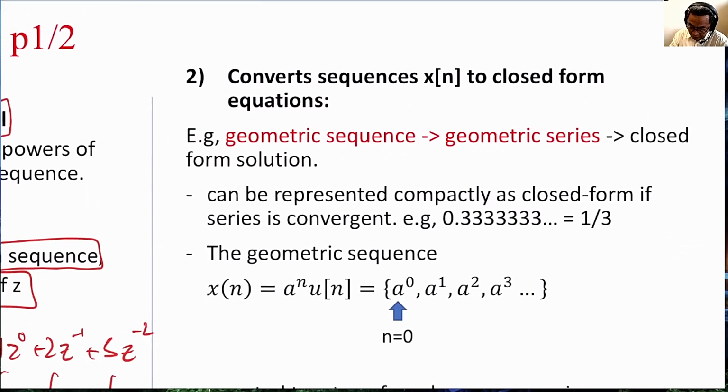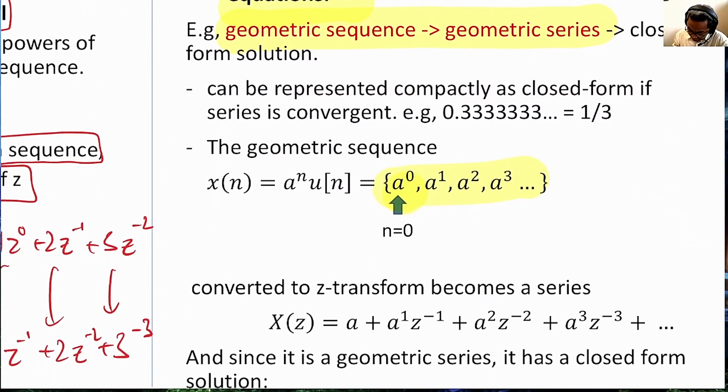Now, then there's the other thing. It converts the sequence into a closed form equation. How? Well, especially for a geometric sequence, we can convert it into a geometric series when we apply the Z transform. This is the original sequence. This is just a repeating pattern. This is just a pattern of numbers.